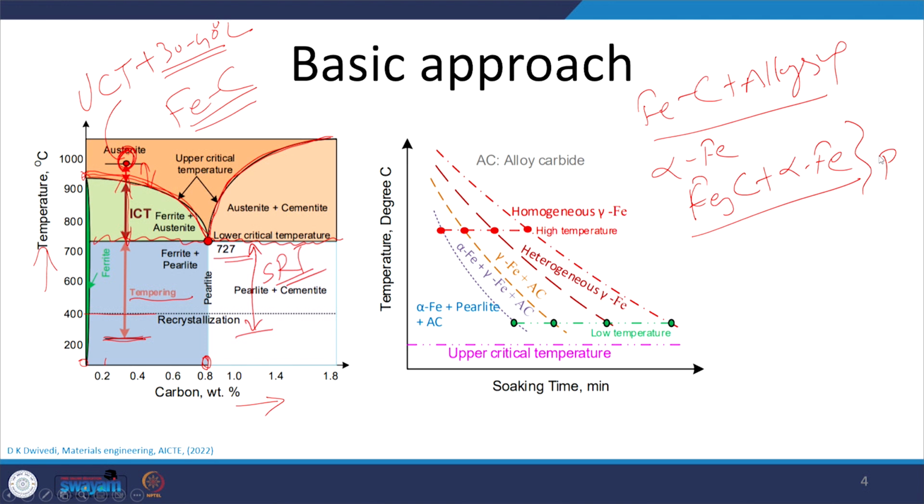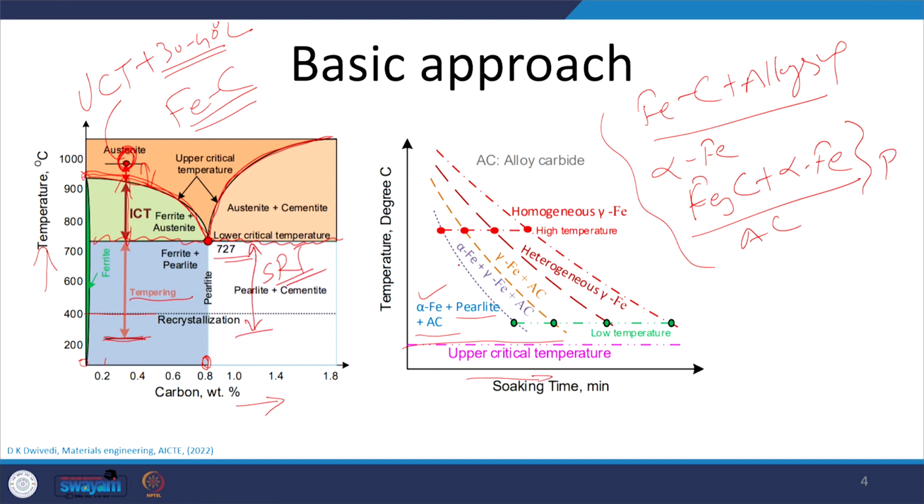Okay. And then, depending upon the alloying elements, there is a possibility of alloy carbides. So initially these are the constituents which are present in the steel at room temperature. What happens when the heating is done? Then as a function of time, alpha iron, pearlite and alloy carbides, if there are alloying elements, and their carbides are being formed. Then above the upper critical temperature, how do things change as a function of time?